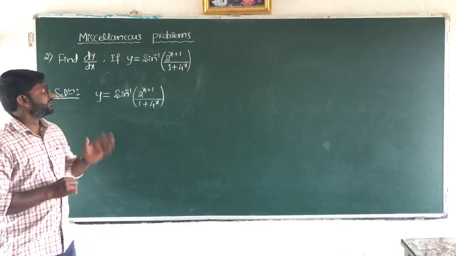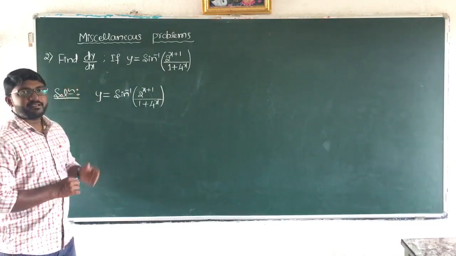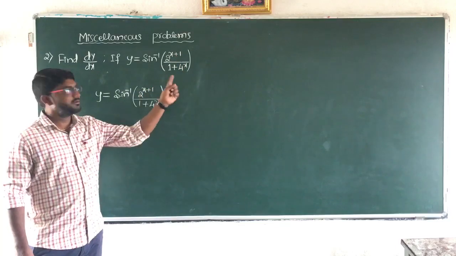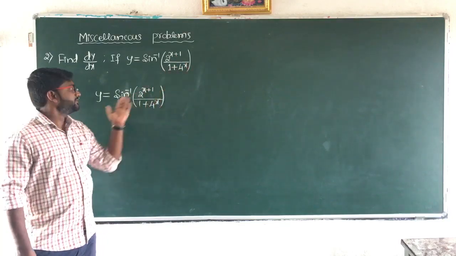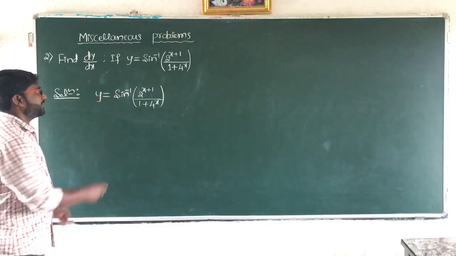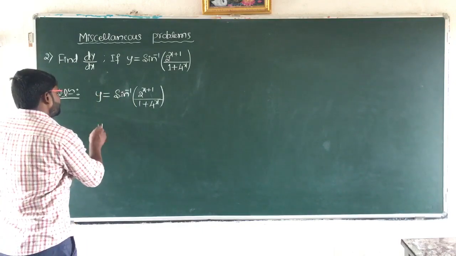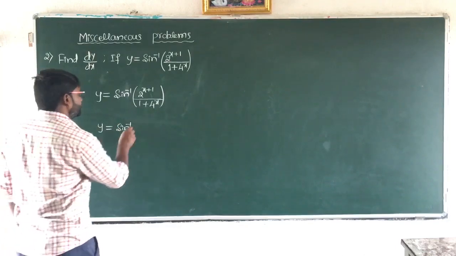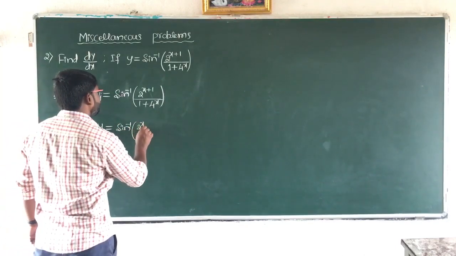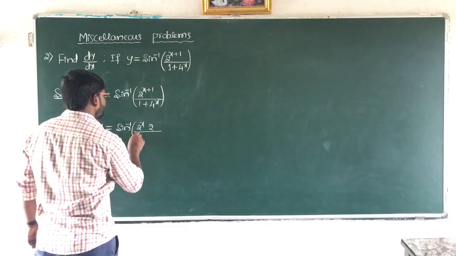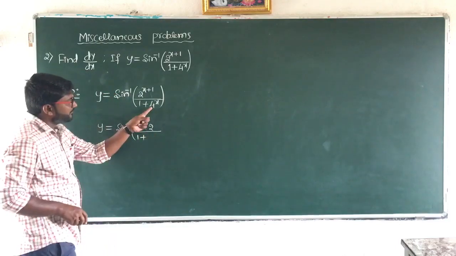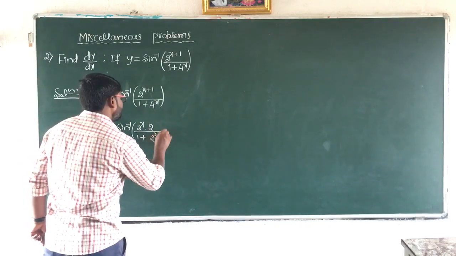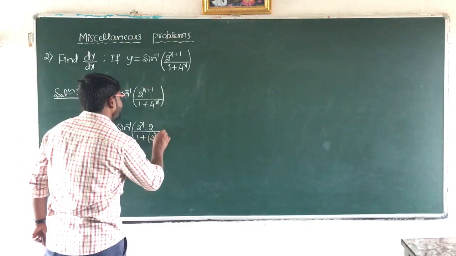Well, the next miscellaneous problem is: find dy by dx if y is equal to sin inverse of 2 raised to x plus 1 divided by 1 plus 4 to the power x. So I have considered the given function. Now let us rewrite this. y is equal to sin inverse 2 raised to x into 2 divided by 1 plus, so here 4 can be written as 2 square. So 2 square whole raised to x, I write it as it is.